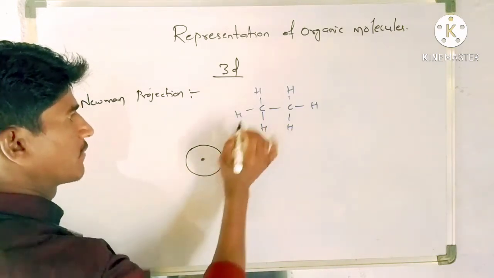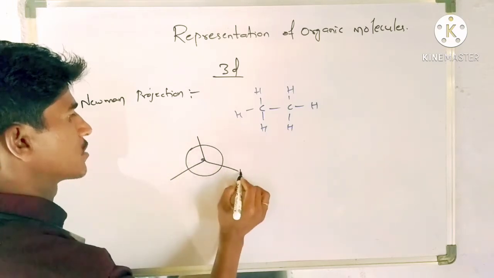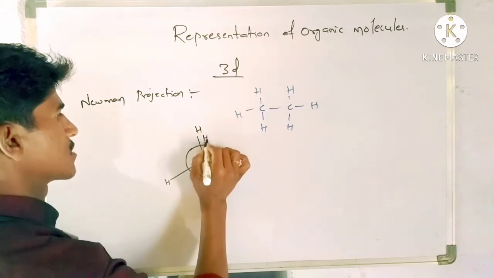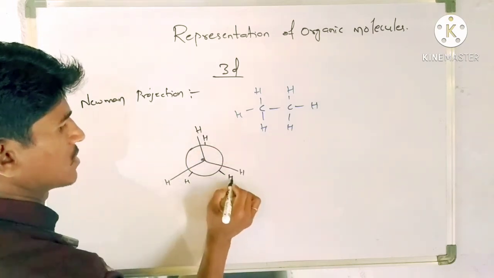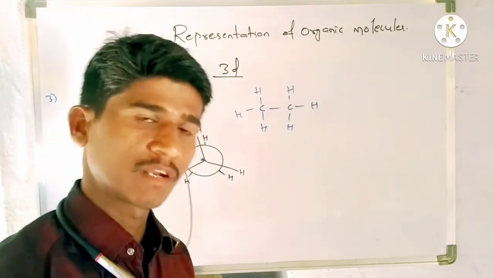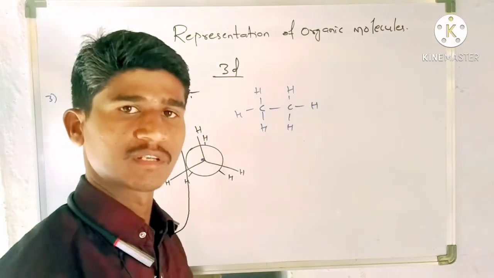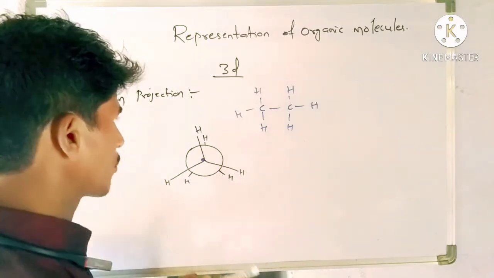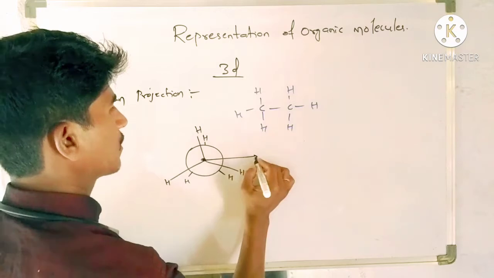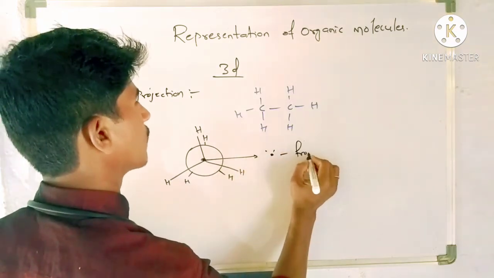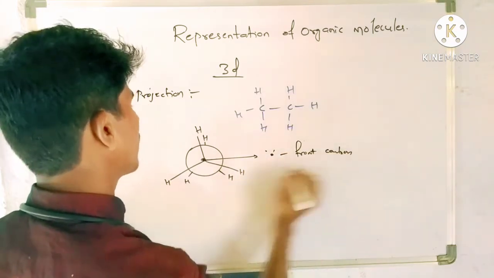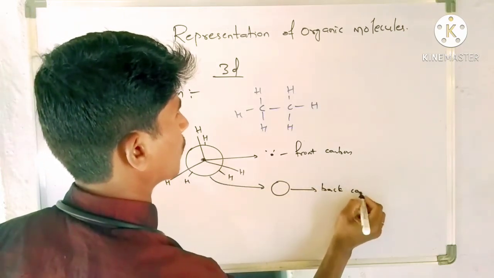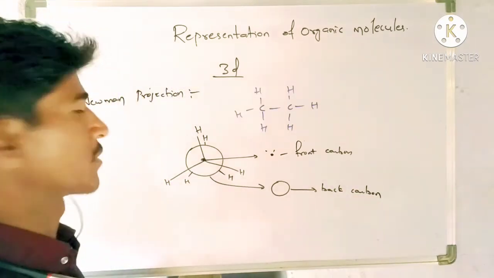Okay, so on the front carbon we have 3 hydrogens, 1, 2, 3. On the back carbon, how many hydrogens are there? 3 hydrogens. So on the back carbon also you have 3 hydrogens. More information is also there about the Newman projection formula, but here we are simply discussing how we can represent it. Okay, this is Newman projection. Here the dot is the front carbon, and the circle is the back carbon. So this is the Newman projection formula.